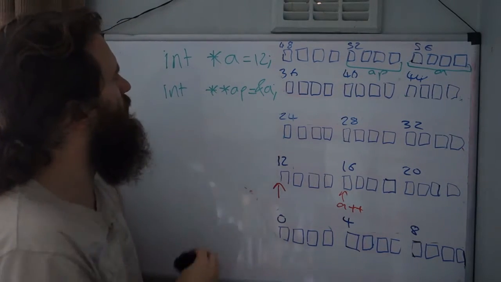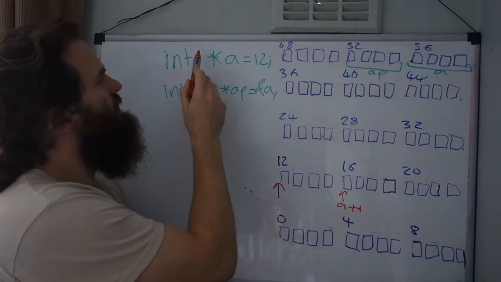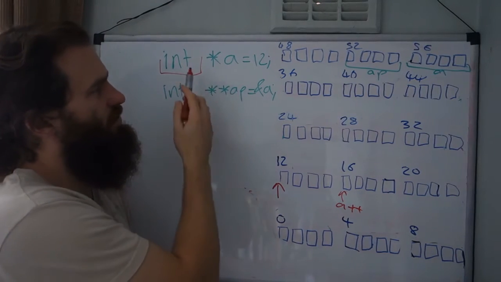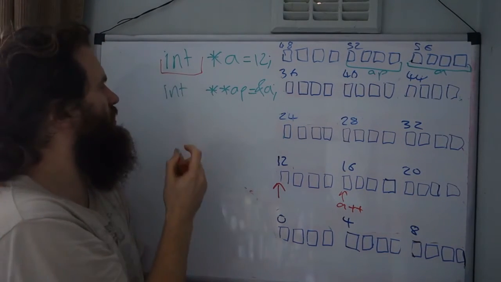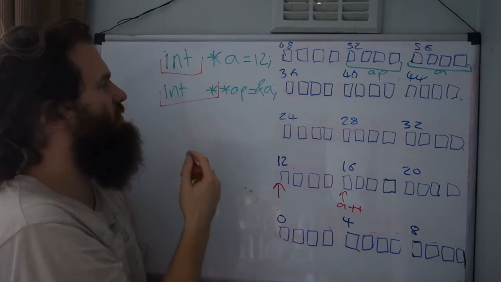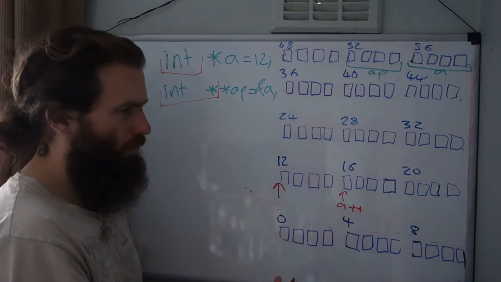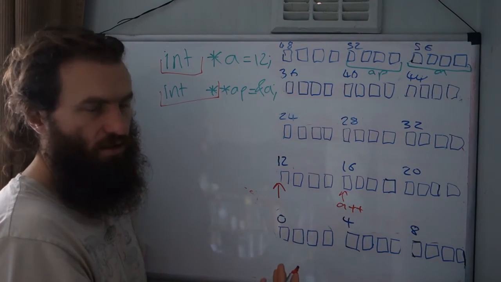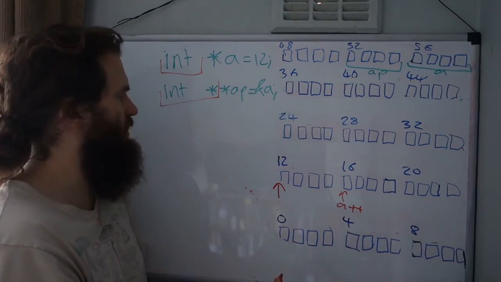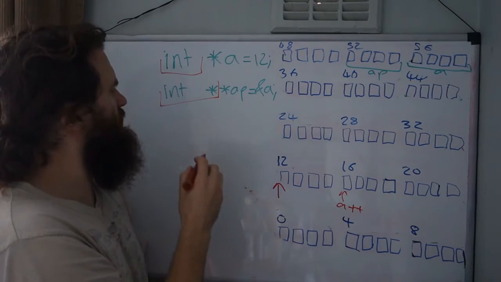To determine the type of a pointer, we look to the left of the asterisk. So in this case we'd have an int, so this is an integer, and any address arithmetic is going to be multiplying by the size of an integer. In this case we have an integer pointer, so any address arithmetic on AP is going to be multiplying by the size of an integer pointer, which is going to be the size of your memory address. So 32 bits on a 32-bit machine, 64 bits on a 64-bit machine.